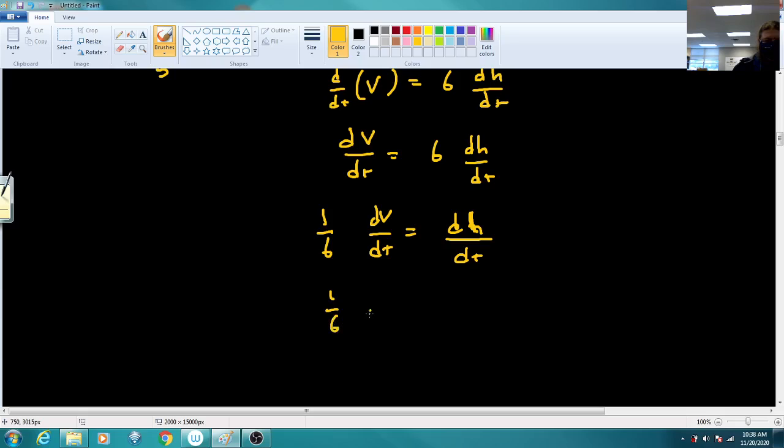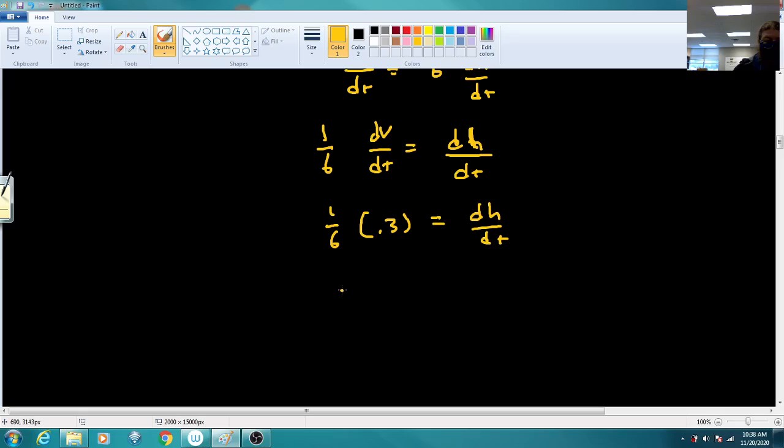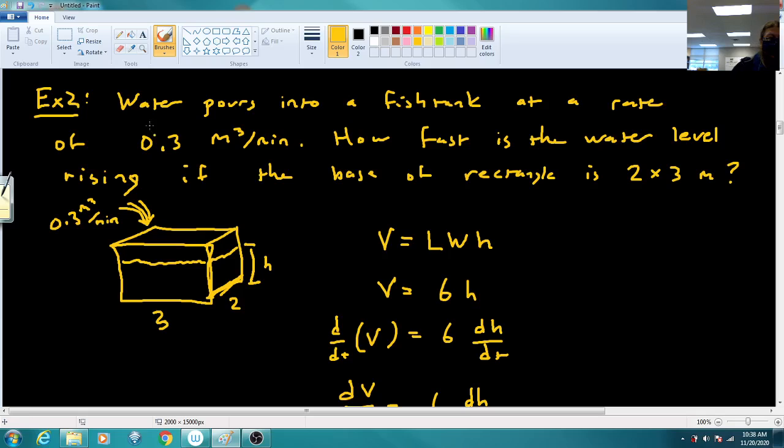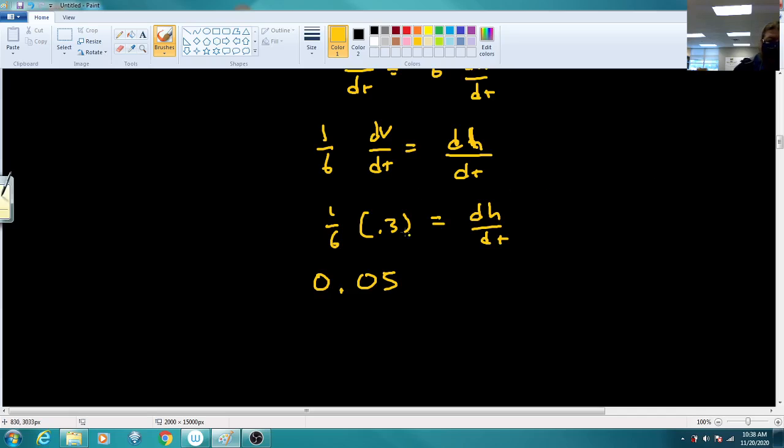So we get 1/6 times 0.3 is the rate the height changes. 1/6 times 0.3 ends up being 0.05. The AP test is always going to want units on problems like this. If the water is entering at cubic meters per minute and height is just meters, this rate will be meters per minute. So it's rising at a rate of 0.05 meters per minute.